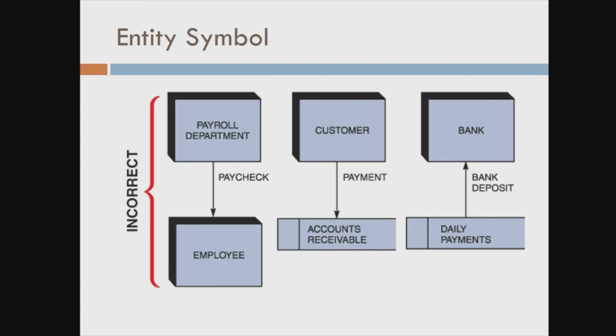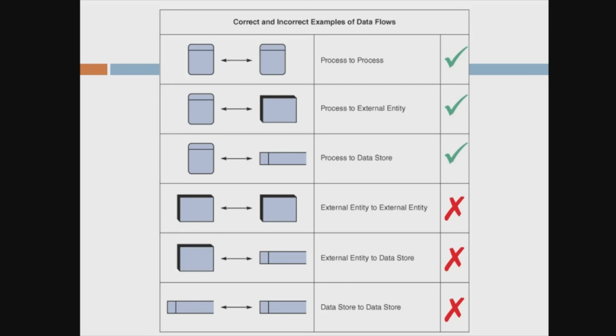Okay, the same goes for this part. From the data store to the external entity, it must go to the process first before it goes to the entity. Those are the things that you need to bear in mind when you want to create your DFD for your later project. Okay, these are the correct and incorrect examples of the data flow.